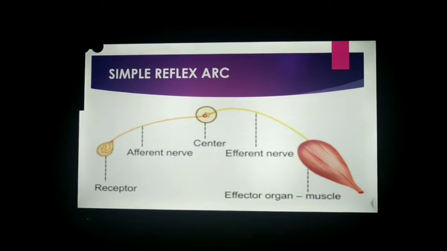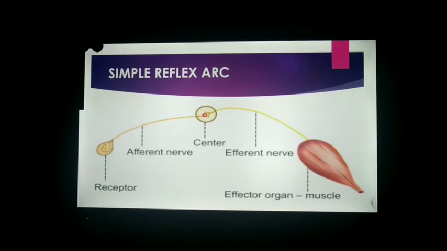We'll talk about the simple reflex arc. It is nothing but the pathway followed to give responses to a stimulus. It consists of 5 major components: receptor, afferent nerve, center, efferent nerve, and the effector organ. First, the receptor can be heat receptors, percussion receptors, receptors for vibrations, for the prickling sensation, for touch, for pressure, anything.